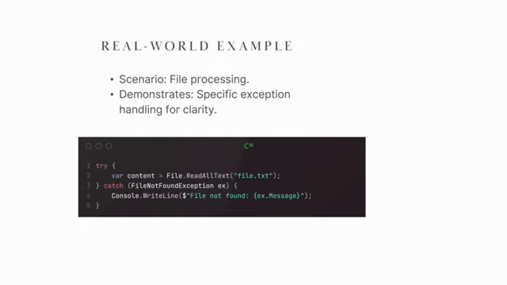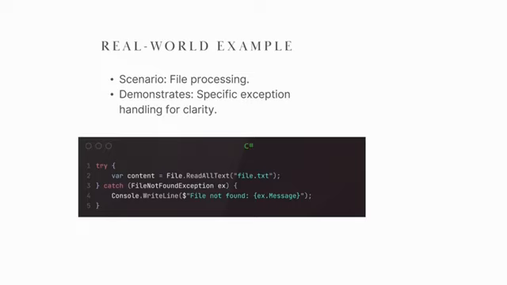Okay, let's talk about a real-world example. Let's look at a practical example. Here we try to read a file. If the file doesn't exist, a FileNotFoundException is thrown. And the catch block logs the error and informs the user. This ensures the program doesn't crash and handles the error gracefully.